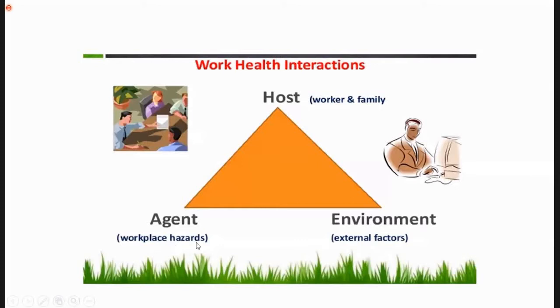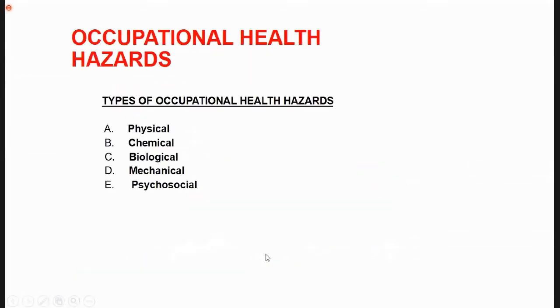So agent could be different. It could be dust particle. People work in mines, so there are different kind of exposures. And overall environment is overall health of the working environment, or you can say the area at which these workers are working and providing their skills to the factory or owners. So these are the occupational health hazards.